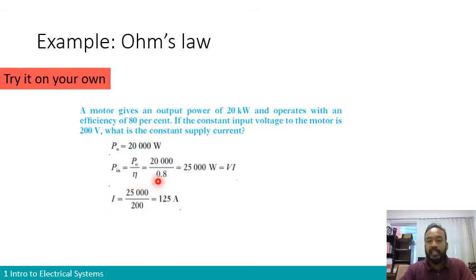So the thing that may not be straightforward is basically related to the efficiency. So you need to know that any electrical device has an input energy, which is electrical in this case, and it has an output energy. In this case, a motor gives an output of mechanical energy, right? So that's how you solve it using Ohm's law.